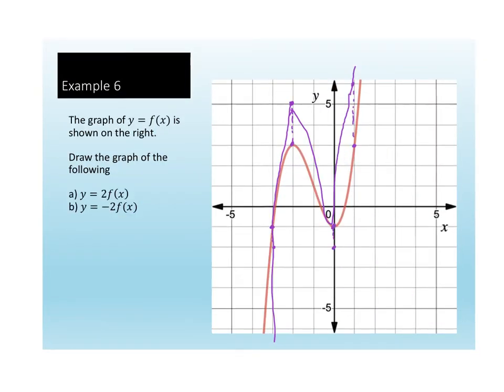Now, you can see the purple line. Minus 2fx, you are reflecting about the x-axis. So this point here will come all the way down. All right. So next bit.